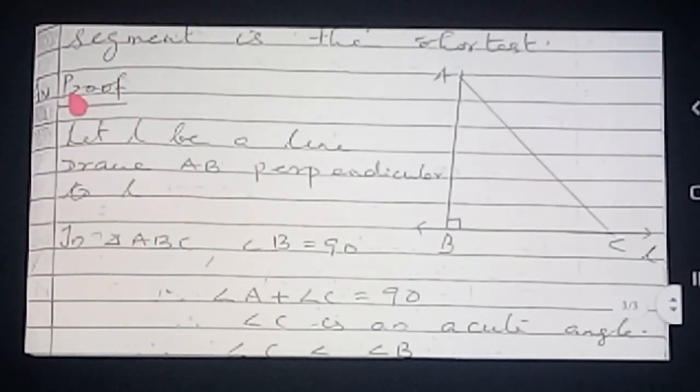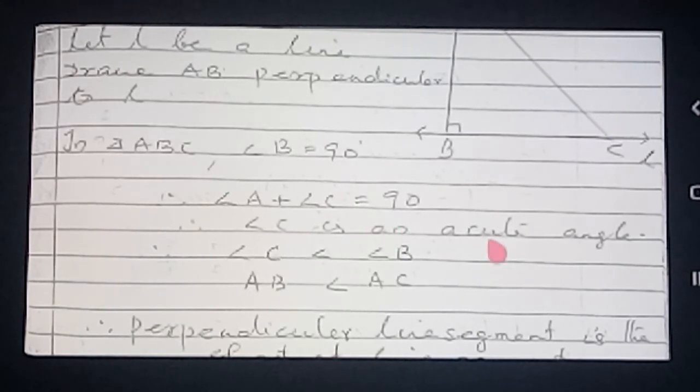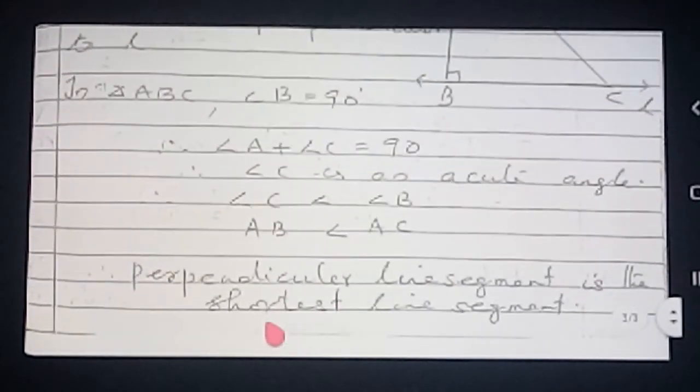Once more go through the points. Angle C is an acute angle, and an acute angle is always less than a right angle. The side opposite to angle C is AB. The side opposite to angle B is AC. So AB is less than AC. But AB is the perpendicular line segment drawn from A to this line. Therefore, in conclusion, the perpendicular line segment is the shortest line segment.